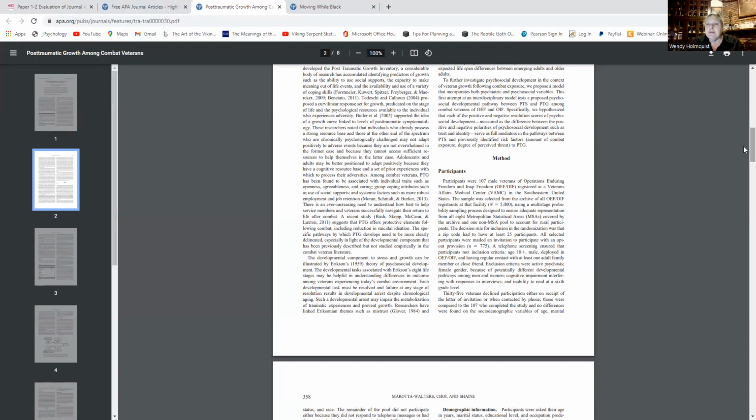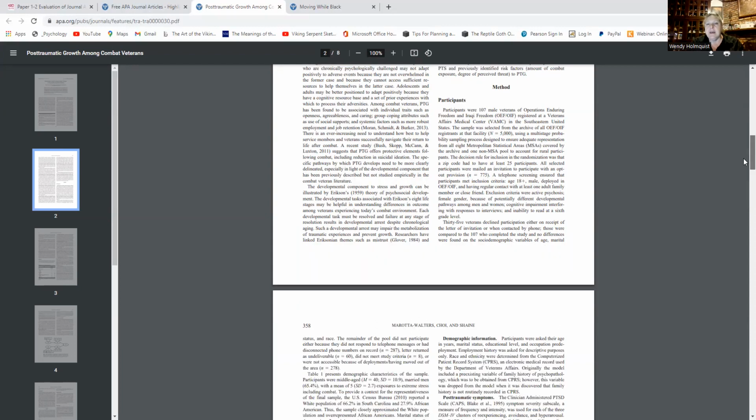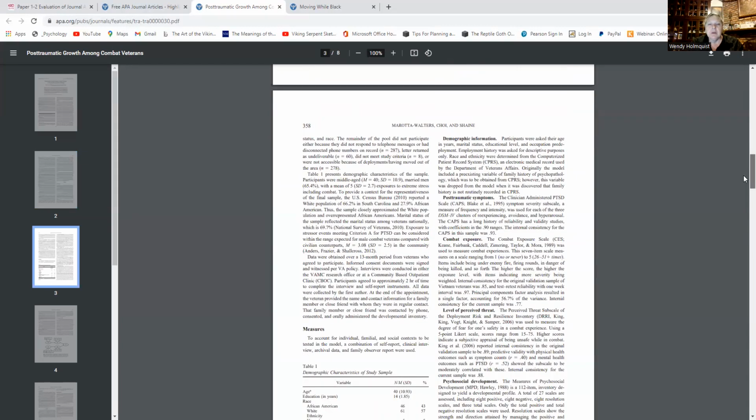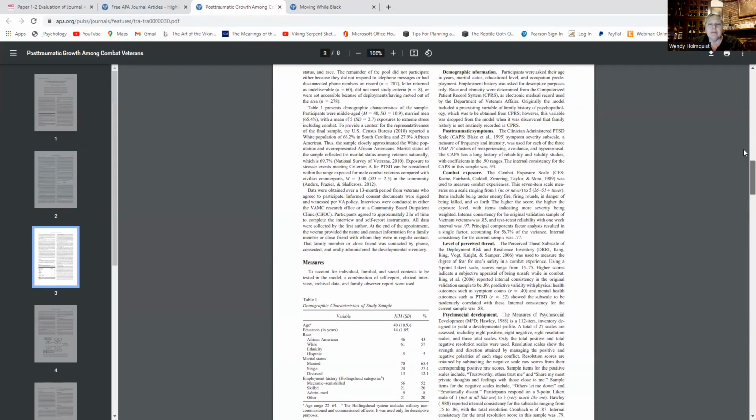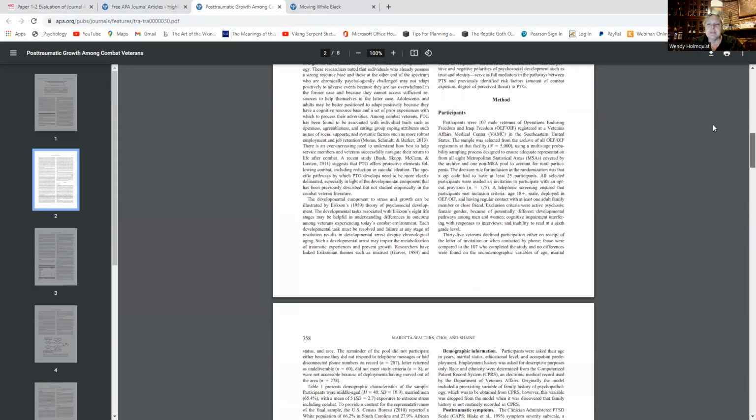Okay, but if you see a method section in there, you should have enough to go ahead and review this paper. So it's telling you the participants here.